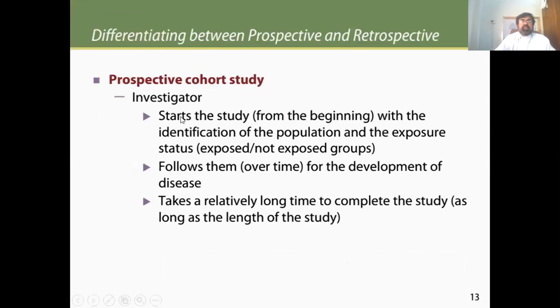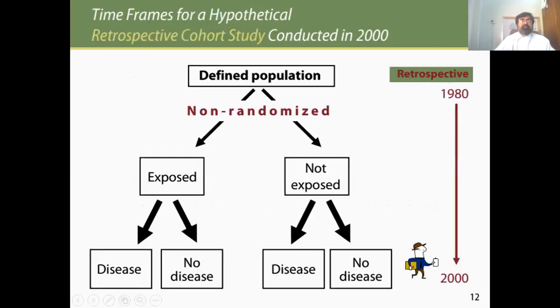Prospective cohort study: the investigator starts the study from the beginning with the identification of the population and exposure status, exposed, not exposed group, and follows them over time for the development of the disease. You have to make periodical visits and look for signs and symptoms in the exposed and non-exposed individuals. It takes a relatively long time to complete, as long as the length of the study. It may be 5 years, 10 years, 15 years, or more.